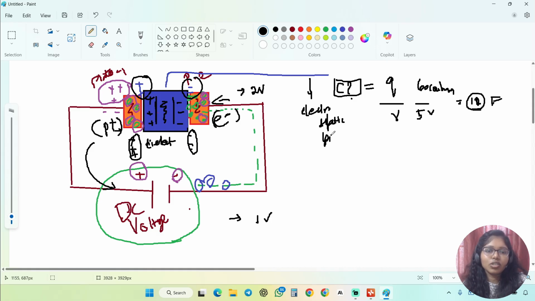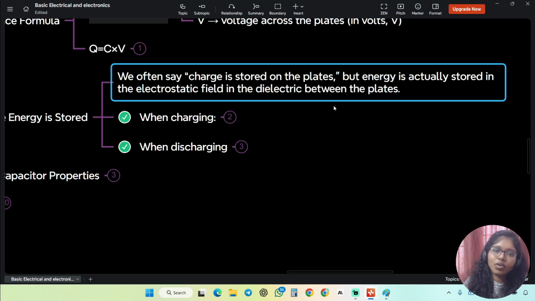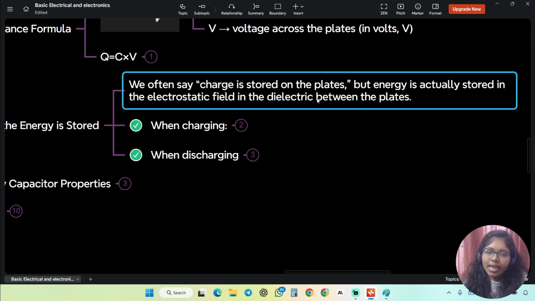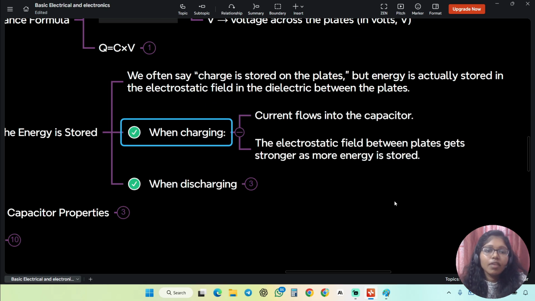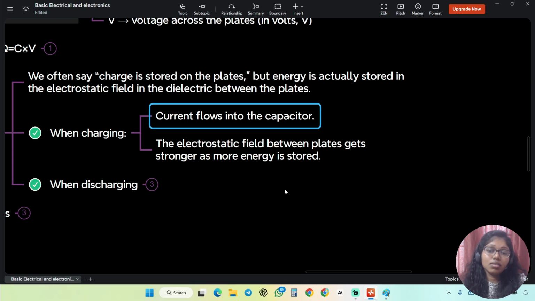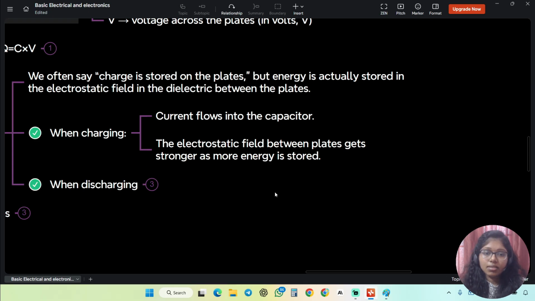Okay, field or energy, you can say either. So you should call it an electrostatic field in between the dielectric plates. When it gets charged, what will happen? When it is discharged, what will happen? When you charge this, current flows into the capacitor, and the electrostatic field between the plates gets stronger as more energy is stored.